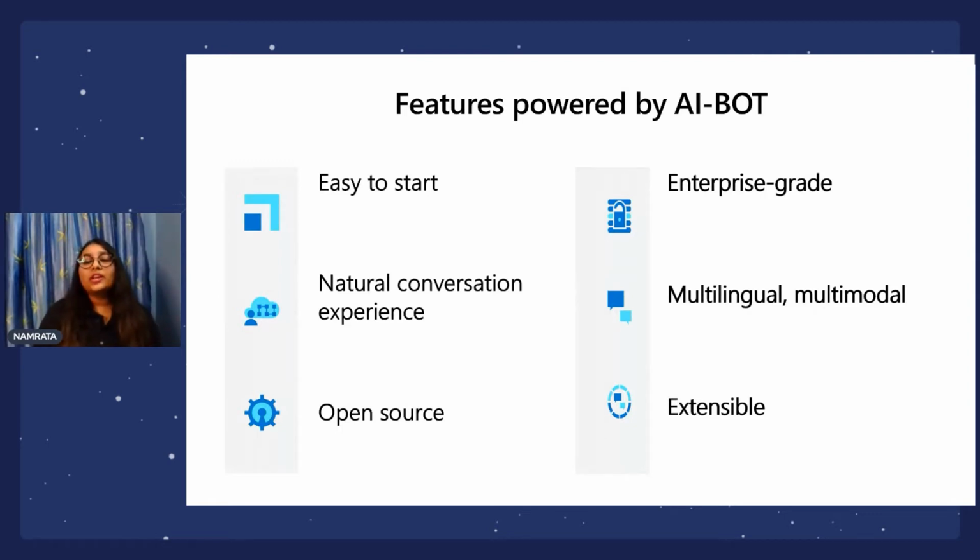Next is multilingual and multimodal. It is available in a variety of languages, and you can not only embed a language bot, you can also add speech services from cognitive services. You can add on video services. You can add on the search APIs also, and a lot more things in the multilingual and multimodal feature. And the last one is my favorite one, that is extensible.